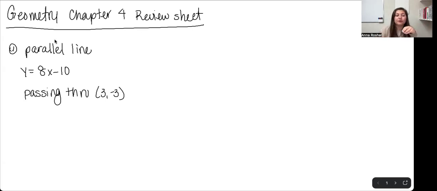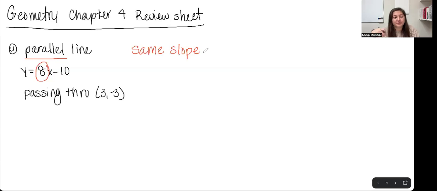So when we're looking for parallel lines, we know that we have to have the same slope, okay? So the reason why we're given the original line is that we want to find this slope. So we need 8. We need that information.